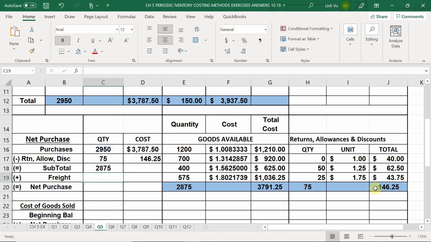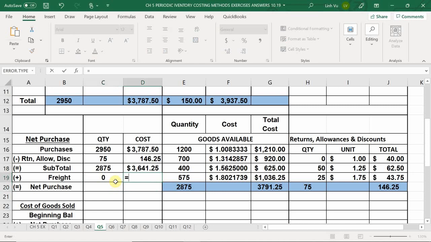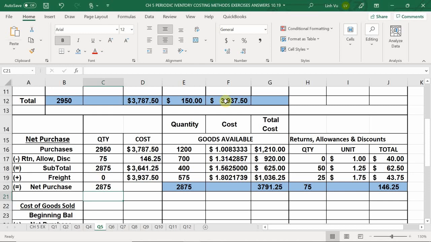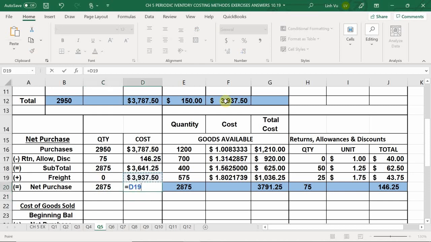So I should have 2,875 units available. Okay, at a total cost of $3,641.25. Okay, in this case, right? Freight, once again, does not increase quantity, but how much was my total cost for my freight? 150. 150. Okay. So therefore, I should still have 2,875, but this time it's going to increase to $7,578.75.